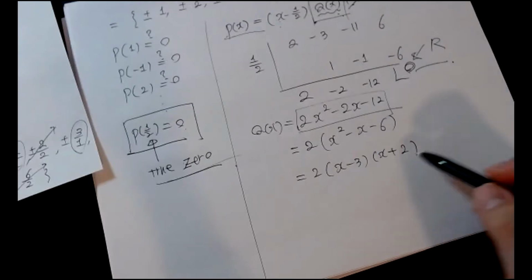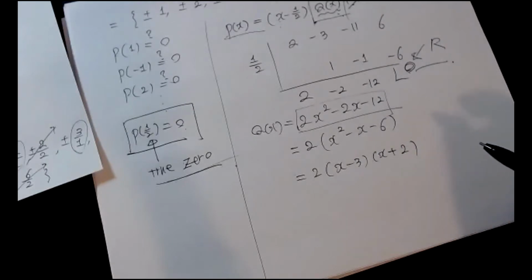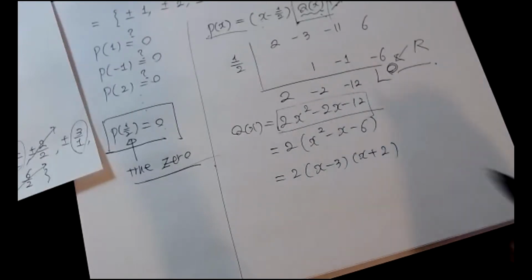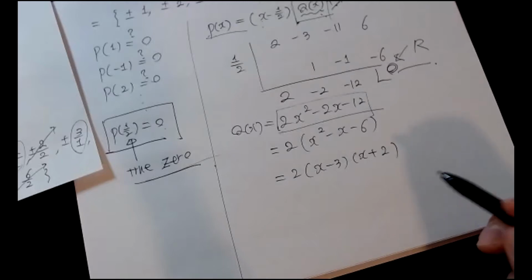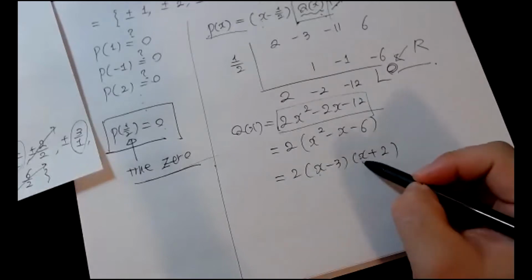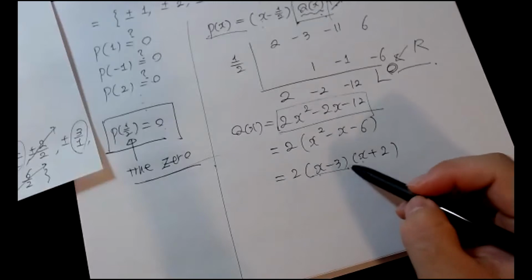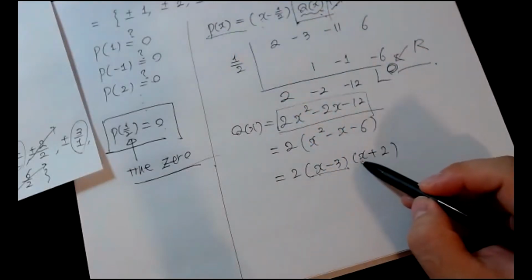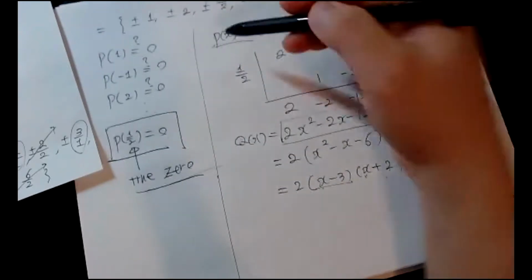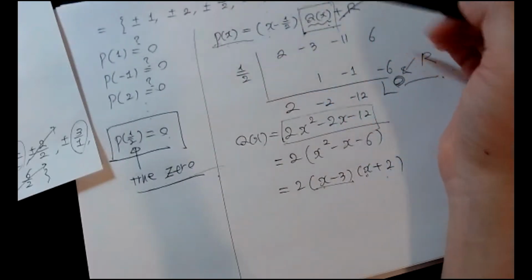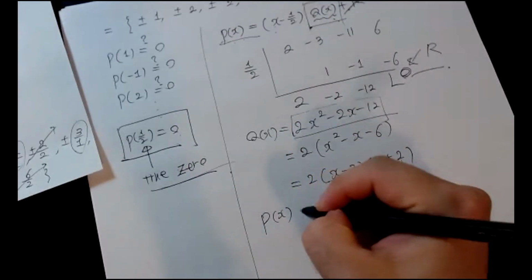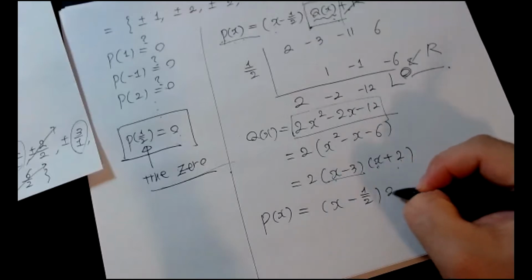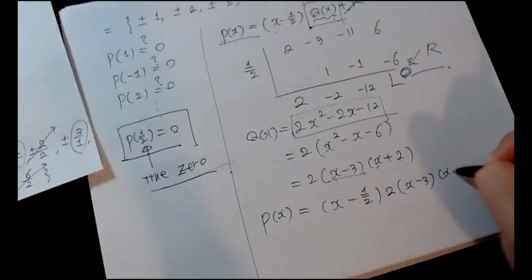Using the quadratic formula, you're going to get the same zeros. In this case, the zeros are 3 and -2. When x is 3, x minus 3 is 0, so p of 3 is 0. When x is -2, x plus 2 is 0, so p of -2 equals 0. So finally we can express p of x as x minus 1/2 times 2 times x minus 3 times x plus 2.